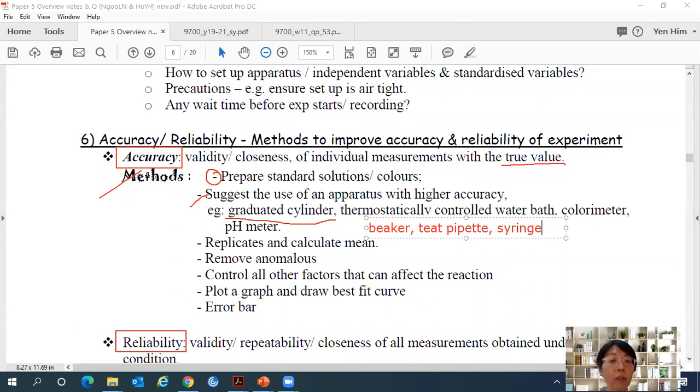I will use graduated cylinder, followed by a syringe, followed by beaker, followed by tip pipette. So you know that among the apparatus you have, do you have the best apparatus that give you the most accurate reading? Then you use that one if you have. If you don't have, what is the second best, third best?